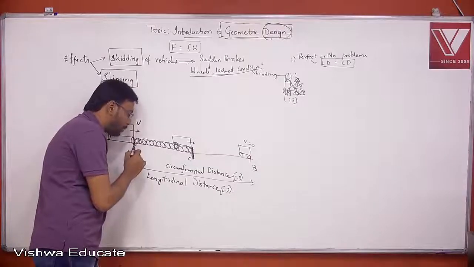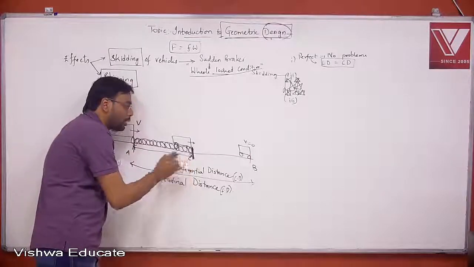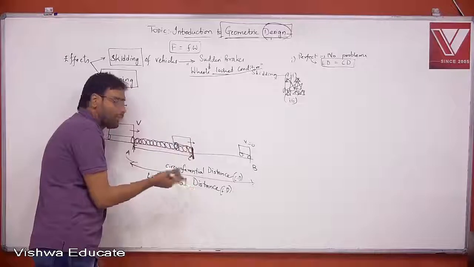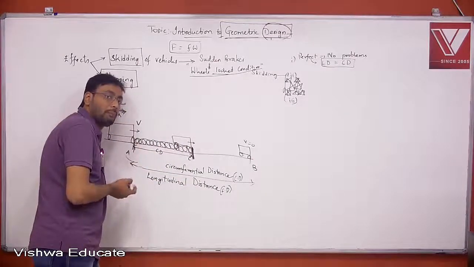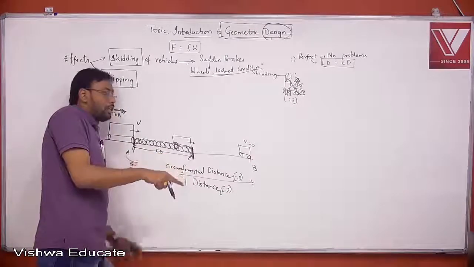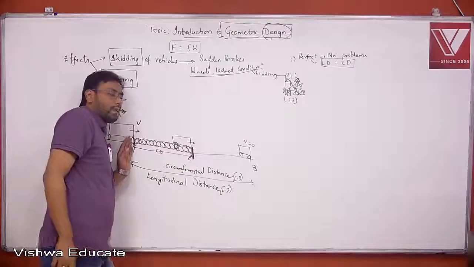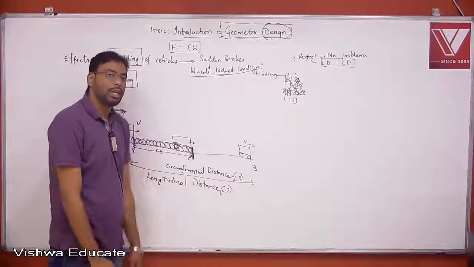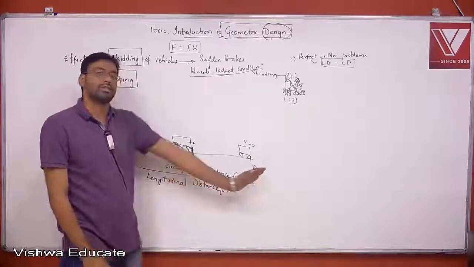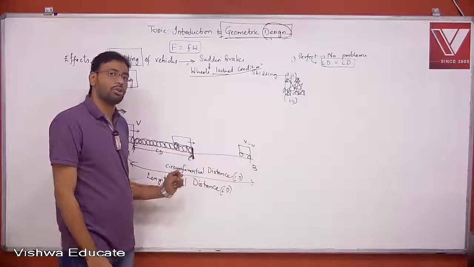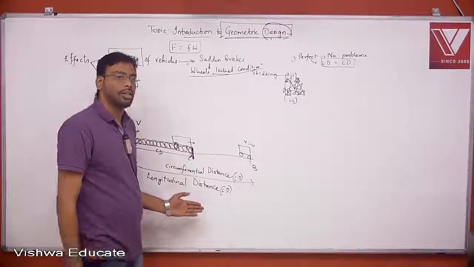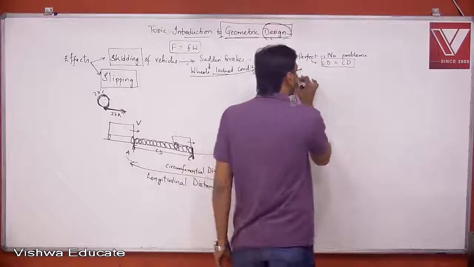So what is happening from here to here? Your vehicle has rotated as usual. So this distance is nothing but circumferential distance. But in the longitudinal direction, your vehicle started from A and it reached point B. So this is your longitudinal distance traveled by the vehicle, and this is the circumferential distance, which is more. You can see it and tell, right? So when will it lead to skidding of the vehicle?